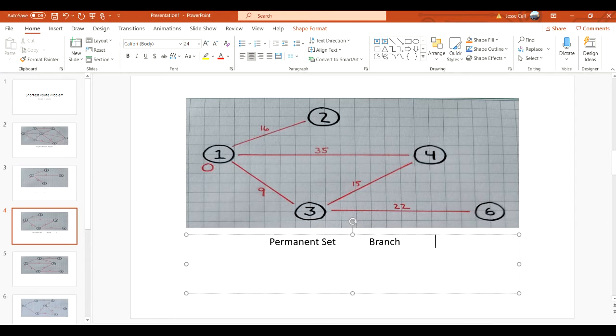We're repeating the same thing. Now we have our permanent set. We have 1. Now this is permanent set 1 and permanent set 3. And those represent branches 1-2.